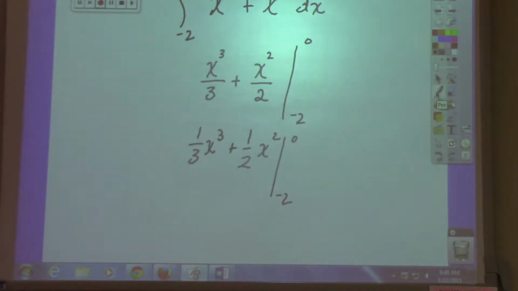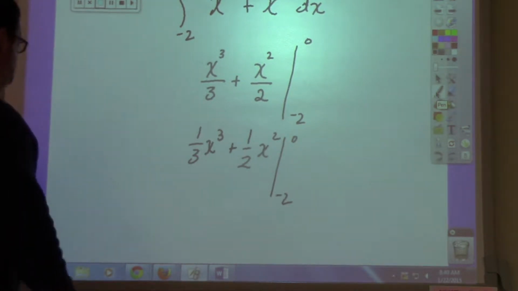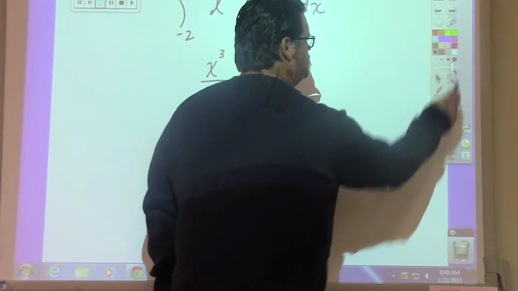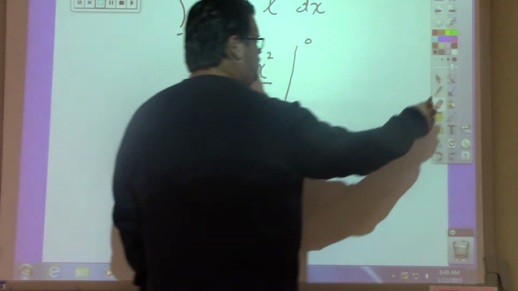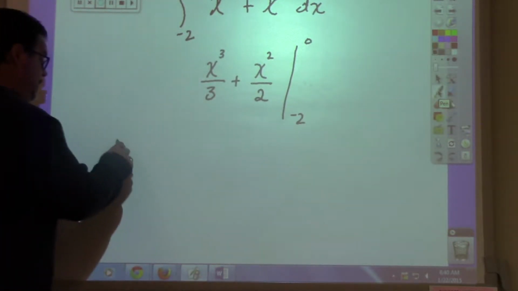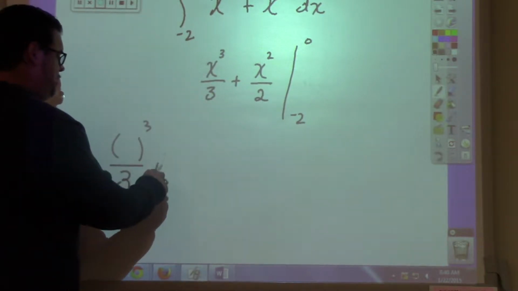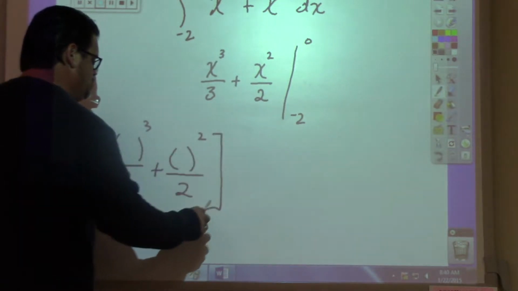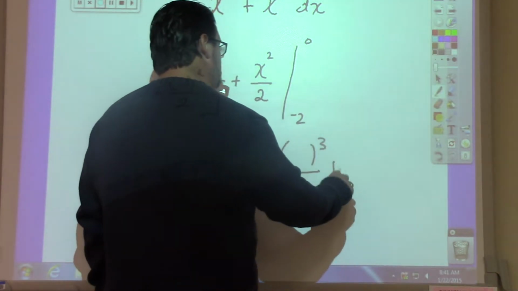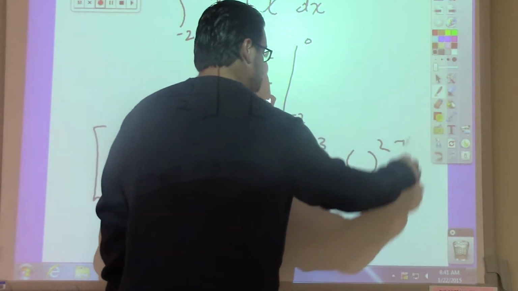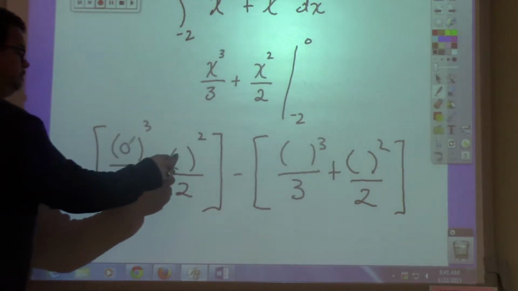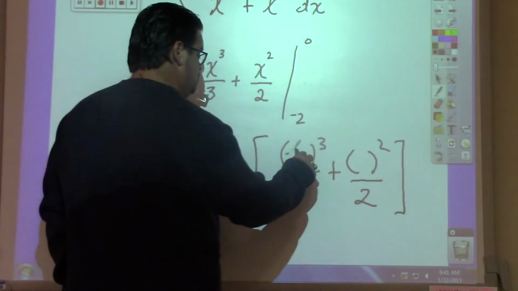Okay? And using the fundamental theorem of calculus, just plug and chug. Now I'm going to erase this because you don't have to do it both ways. This is the way I show students to do it, so if you do it a different way, that's okay. This is pretty much the most basic way. Parentheses cubed over 3 plus parentheses squared over 2, minus parentheses cubed over 3 plus parentheses squared over 2. And here I'm going to plug in 0, and here I'm going to plug in -2.